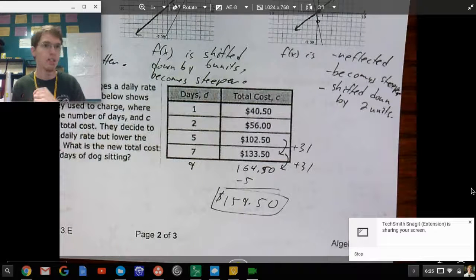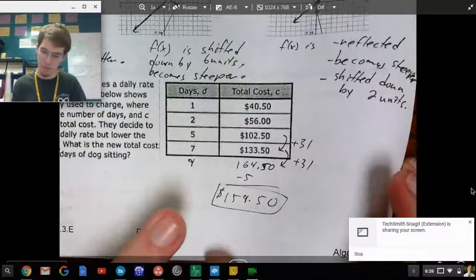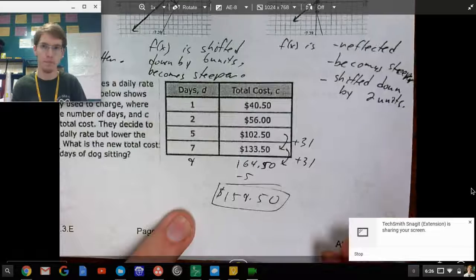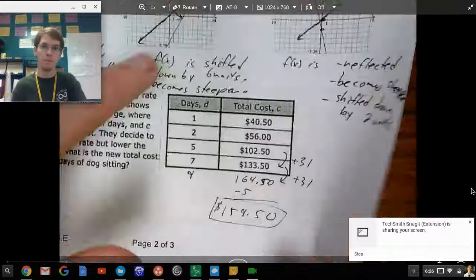And that is actually the cost for 9 days of dog sitting. If you ask me in class or after school or something, I'll be more than happy to show you more than one way to do that problem. I can think of at least one more off the top of my head. But that's, I think, the most straightforward way. We're likely going to see another one of these.